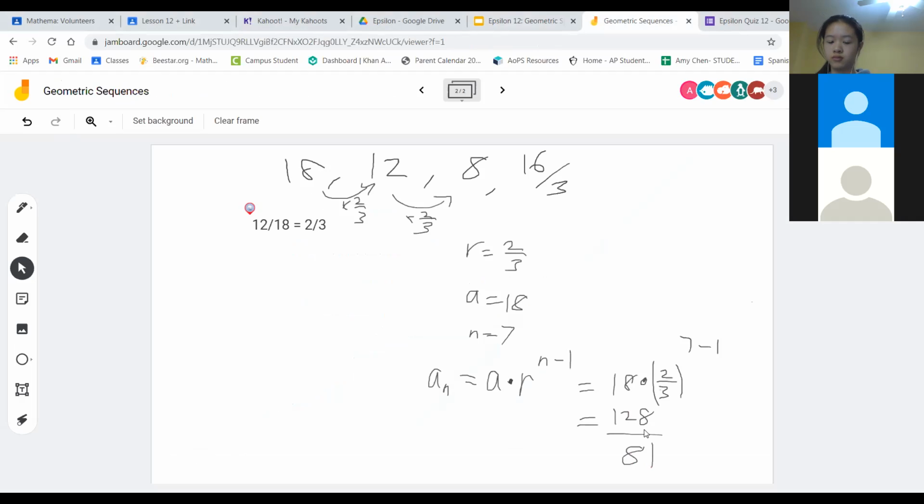Just to recap what we did for this question: we first identified the common ratio in the sequence. Then we found the first term. And n is the nth term, so in this case we're looking for the seventh term, so n would be 7. Once we get these values, we can plug them into the equation and solve.